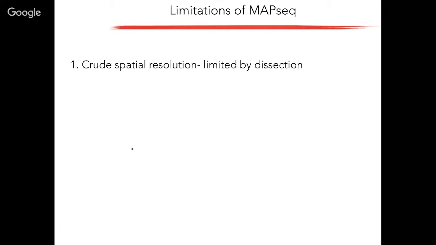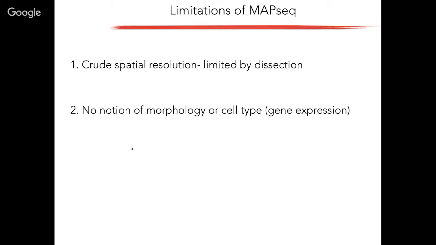So the limitations of MAPseq are that, first, it has crude spatial resolution, as I mentioned. It's limited by dissection. There's no notion of morphology or cell type.